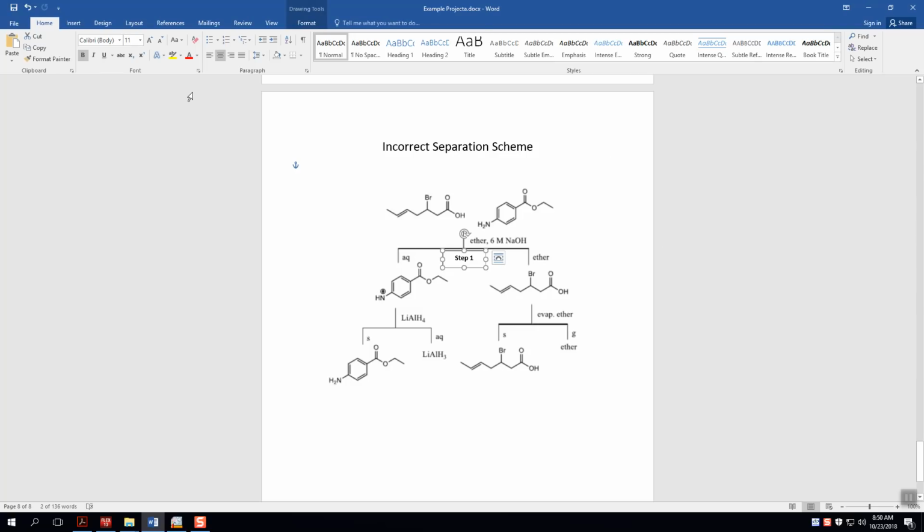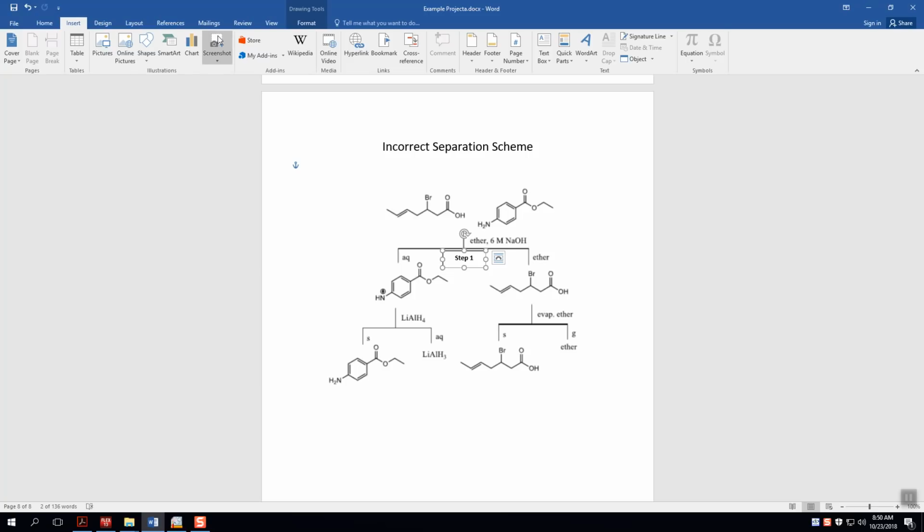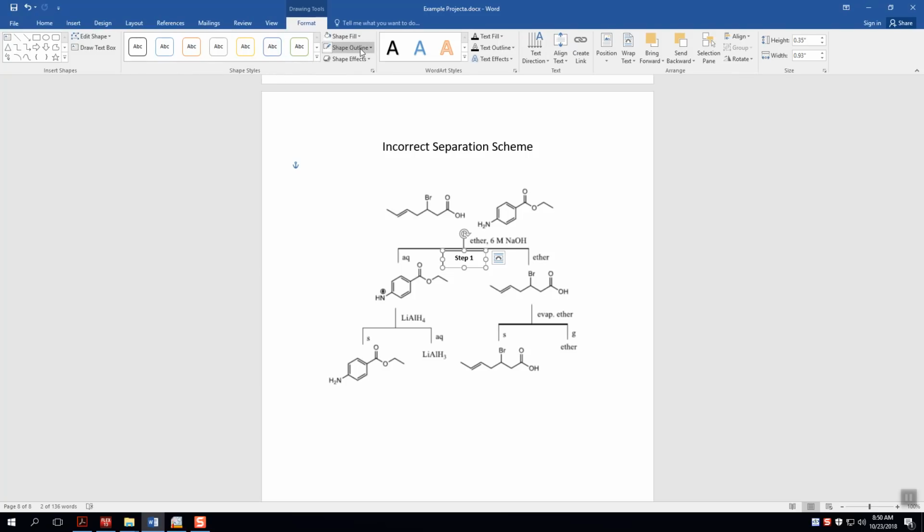You can leave the line or not leave the line. I don't really like the line, so I'm going to go to Format, go to Shape Outline, and push No Outline. So that's step 1. Now I can hit Control C, Control V, and it makes another text box.